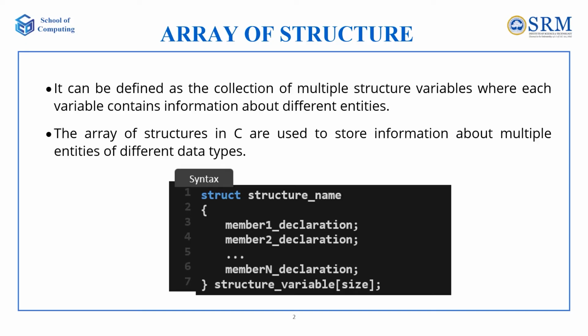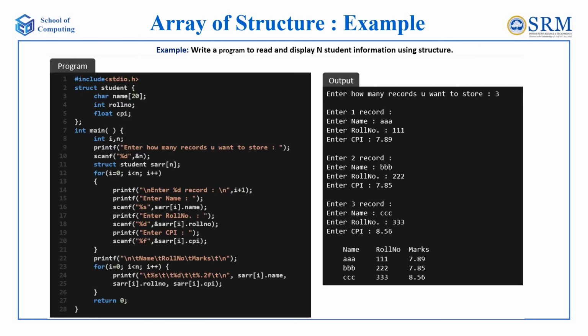So struct is a keyword for the structure followed by the structure name, and you can define the structure members within the opening and closing curly braces. At the end of the curly braces, we can write down the structure variable followed by the size of the structure variable. So this is a structure variable array which we are going to create for the structure.